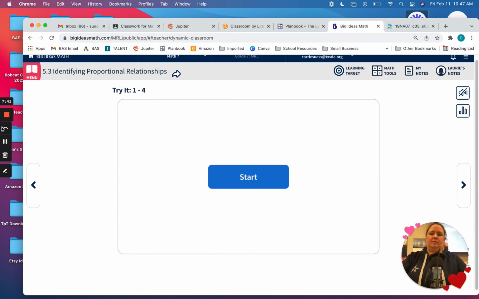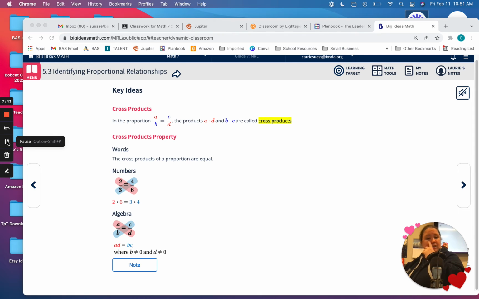Okay, you have 4 try-its. So we talked about cross products a little bit. Let's go over them in depth. If you look at this proportion, A over B equals C over D, it's telling you that the cross products, A times D, will equal the other cross products, B times C. Everybody follow that? Make sense? And B and D, the bottom numbers, can't ever be a 0. Why can't we put a 0 there? You can't ever have a 0 in the denominator.